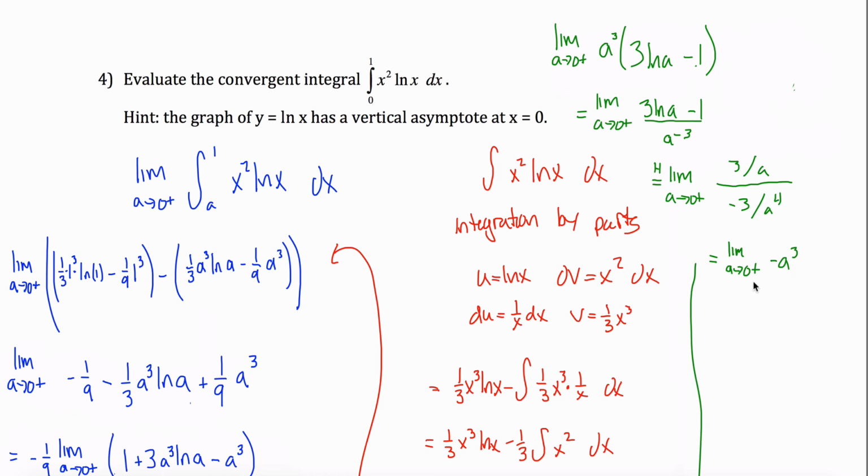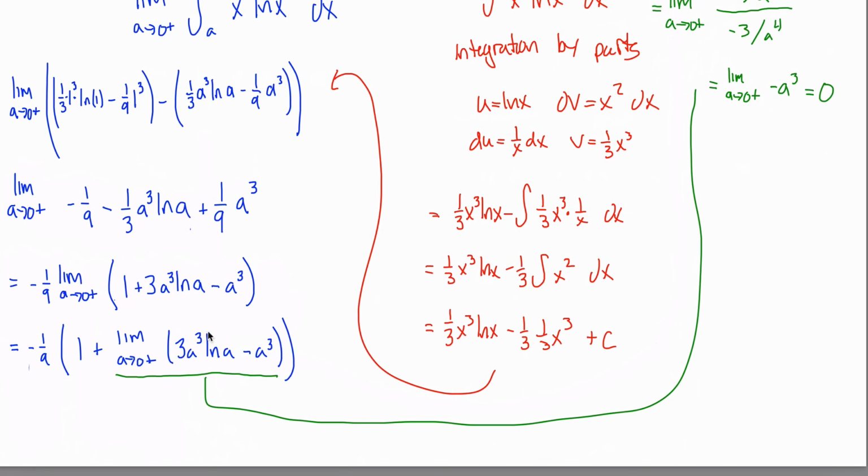But the limit as a approaches 0 from the positive side of negative a cubed, that's just 0. All right, so this whole thing is just 0 right here. What I'm saying is I have negative 1/9 times 1 plus, and then maybe in green, so this color coordinates, 0. So my answer is just negative 1/9.